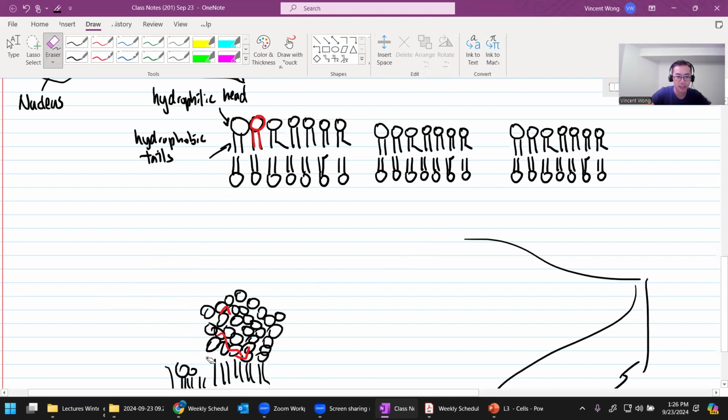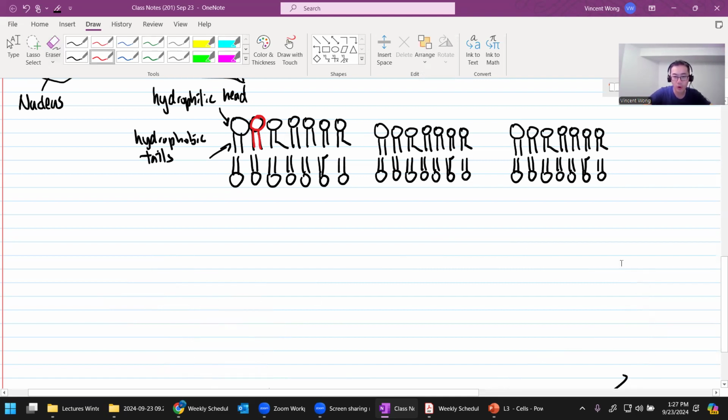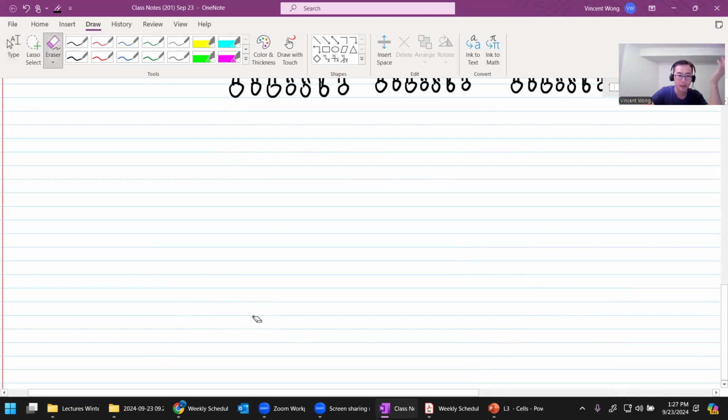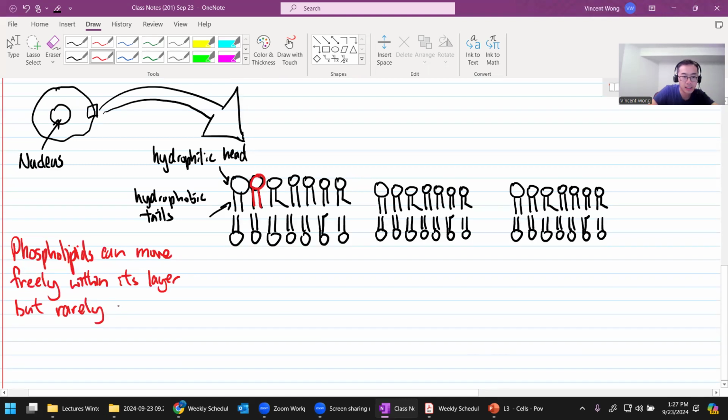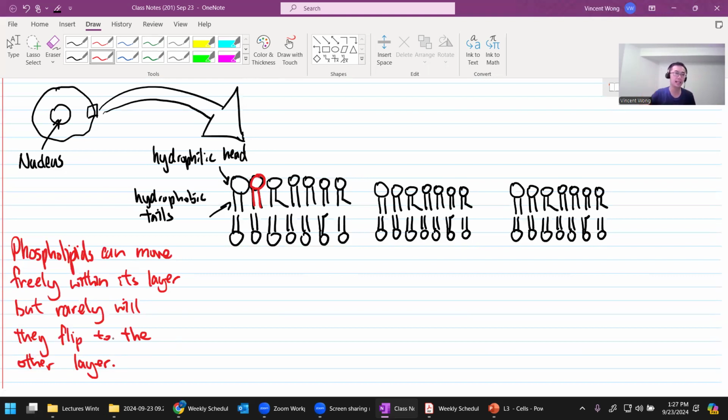Okay, so let me write that down for you. Again, you don't need this big diagram. You don't need to draw it, but I want you to be aware of the situation. So, phospholipids can move freely within its layer, but rarely will they flip to the other layer. No flip-flopping. Moving side to side, it's okay.